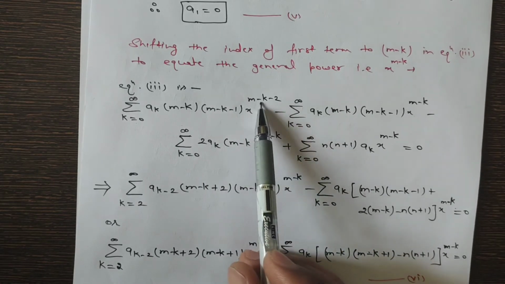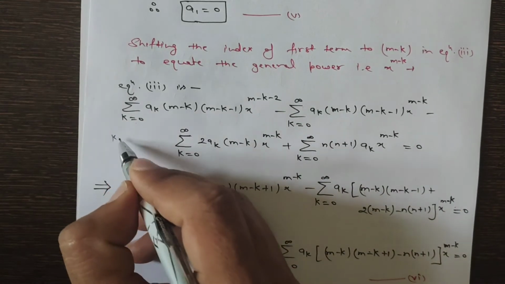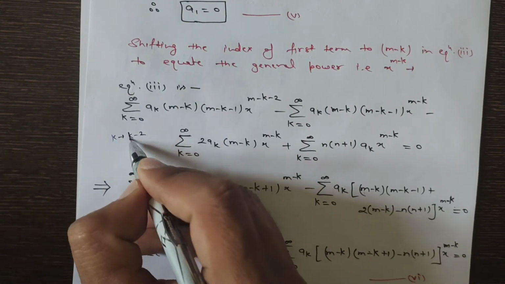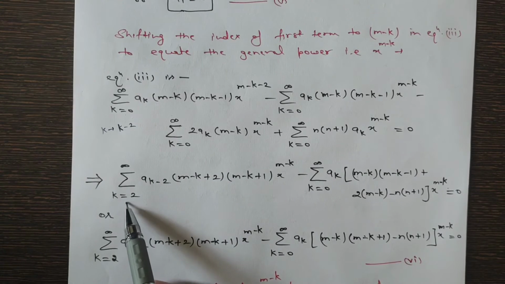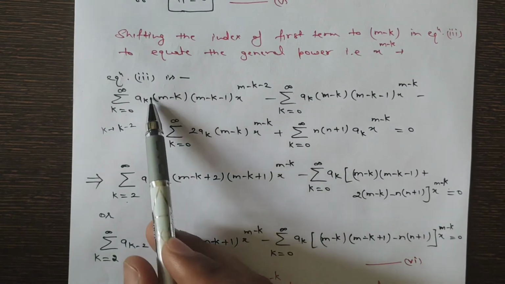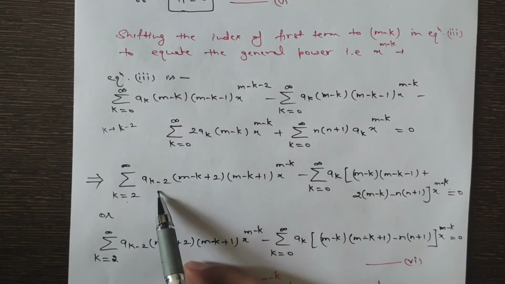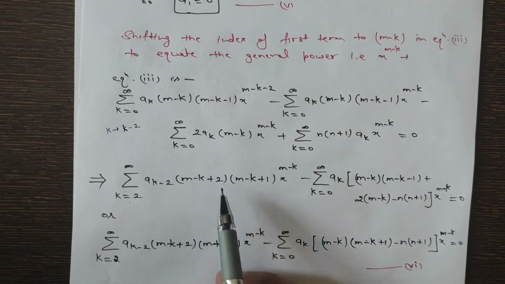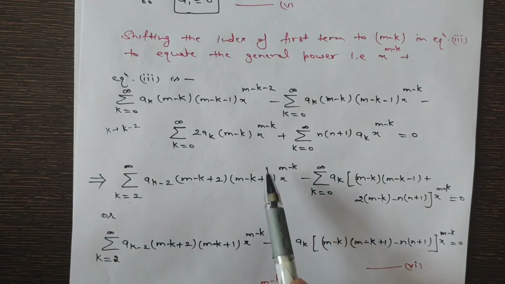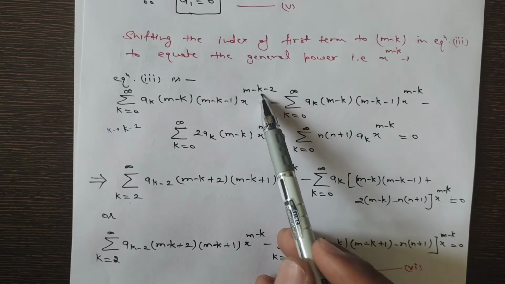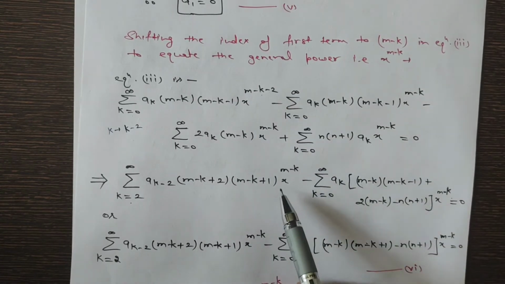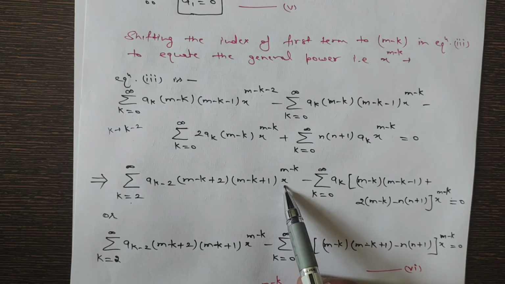So by shifting k to k minus 2, in the first term, the summation will now start from k equals 2 to infinity, and k is shifted by k minus 2, so it will be a_{k-2}(m-k+2)(m-k+1), and the power will become, since k is shifted by k minus 2, minus of (k+2) and minus 2. So this will correspond to x raised to power m minus k.